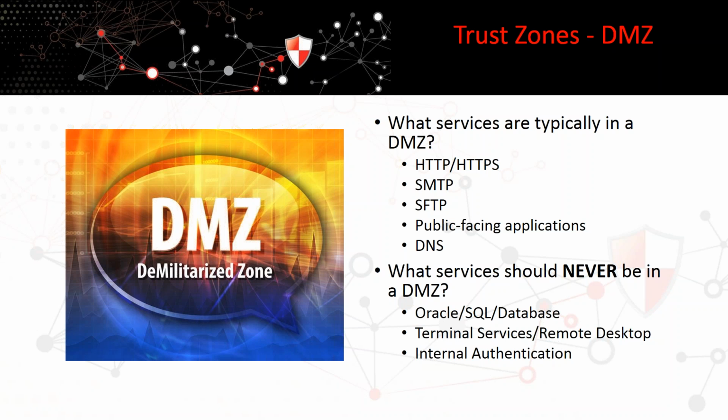So SFTP is something that, if you have to transfer maybe large files with a partner or some customer organization, SFTP in your DMZ is a good way to do that. Public-facing applications, if you've got some web application, again, that should be in your DMZ, and there should be a DNS server in your DMZ as well.